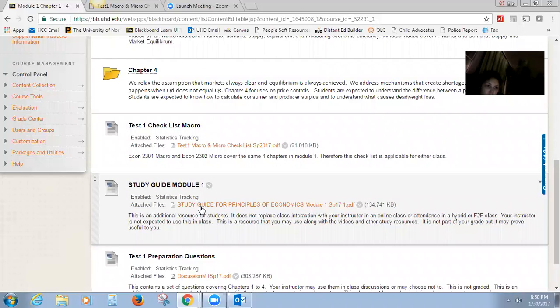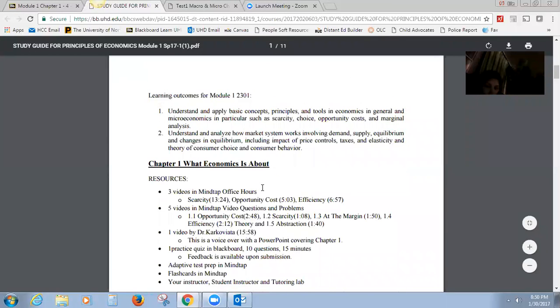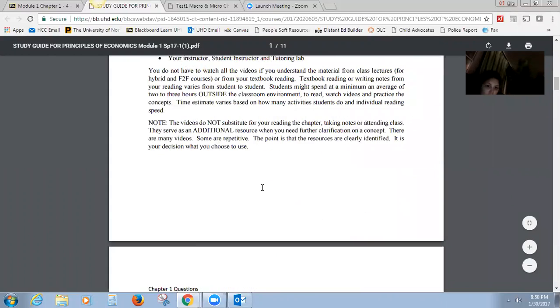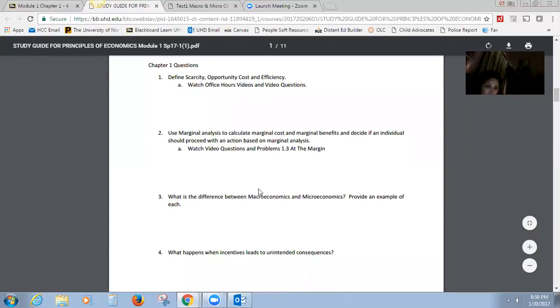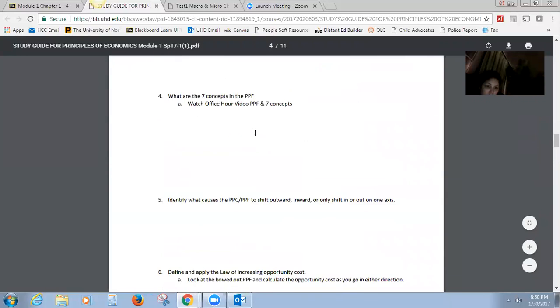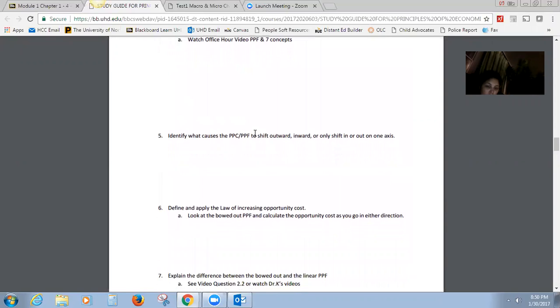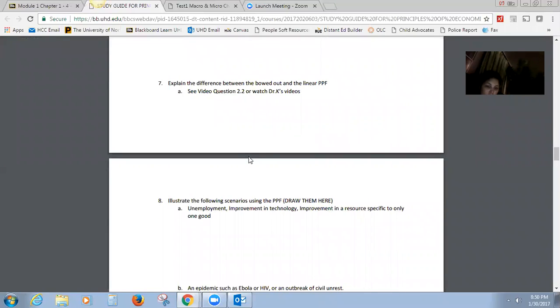Now, the study guide is sort of like, it just lets you know all the resources you have. So this is 11 pages. And it's kind of, you know, what's the difference between macro and micro? These are some of the discussion questions. What's ceteris paribus mean? But again, these are questions that you're writing out. The review quizzes are multiple choice. So if I was going to spend my time on anything, I would spend it on the review quizzes and the adaptive test prep.